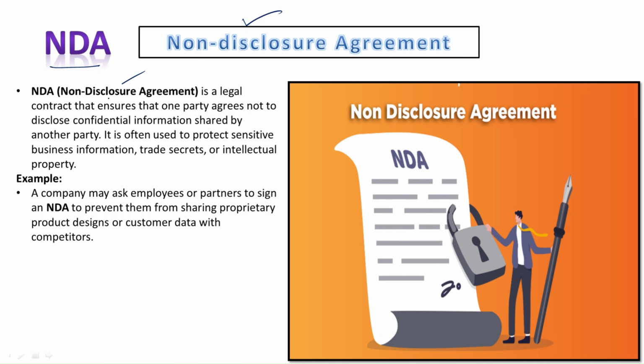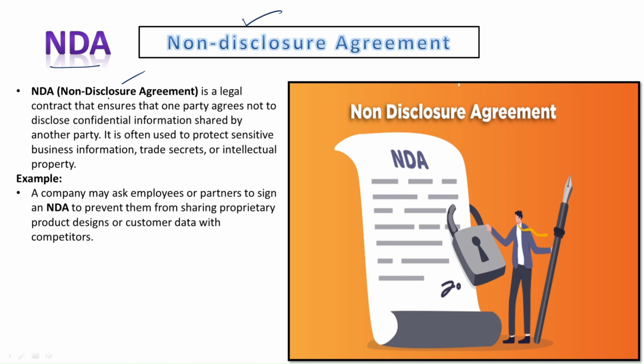NTFS, that is New Technology File System. So NTFS is a file system developed by Microsoft for use with the Windows operating system. It provides features like file permissions, encryption, disk quotas, and improved metadata support, making it more secure and reliable than older file systems like FAT32. For example, NTFS allows users to set file permissions, so only authorized users can access or modify certain files.